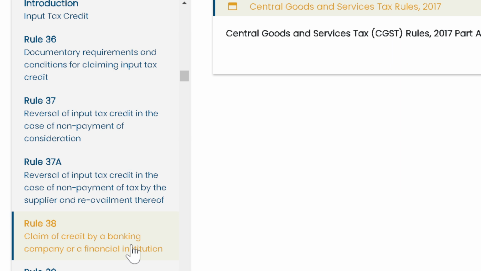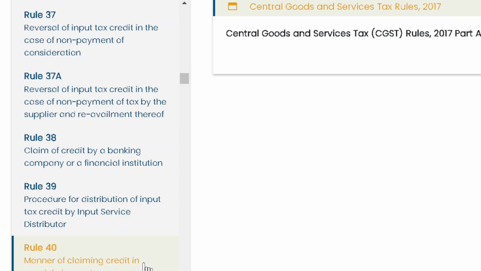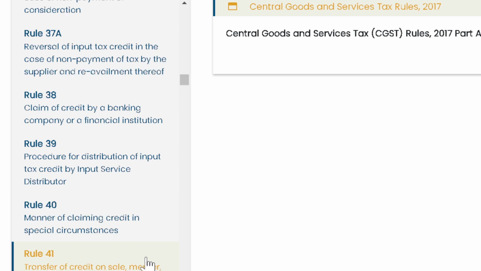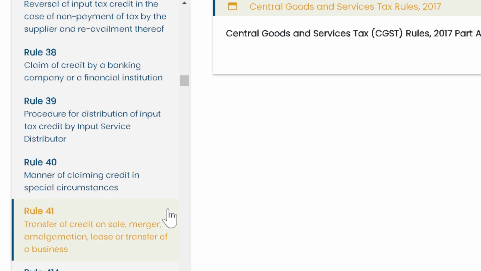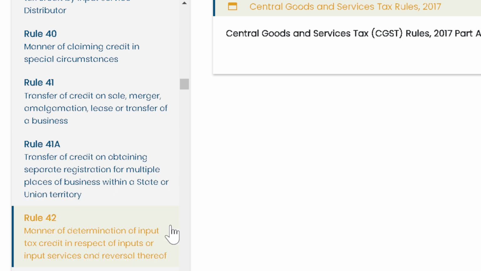Rule 38, Claim of credit by banking company or financial institution. Rule 39, Procedure for distribution of input tax credit by the input service distributor. Rule 40, Manner of claiming credit in special circumstances. Rule 41, Transfer of credit on sale, merger, amalgamation, lease, or transfer of business. Rule 41A, Transfer of credit on obtaining separate registration for multiple places of business within a state or union territory.